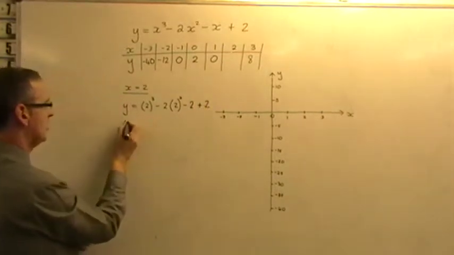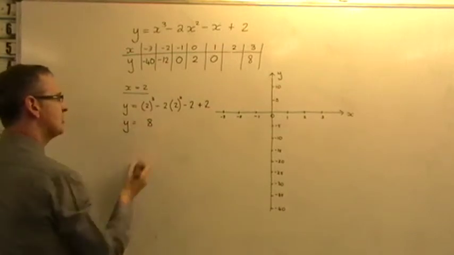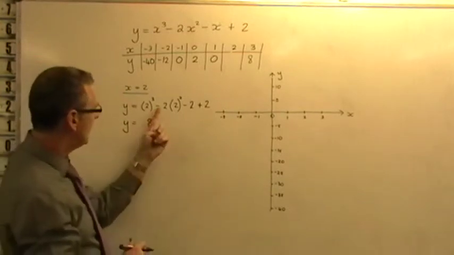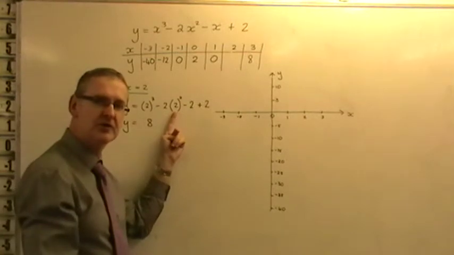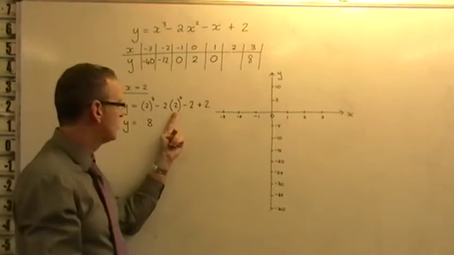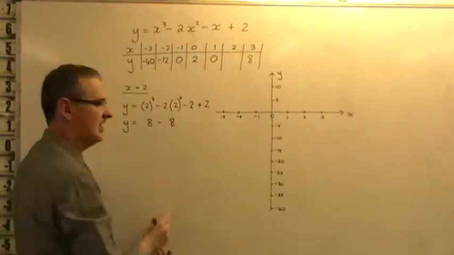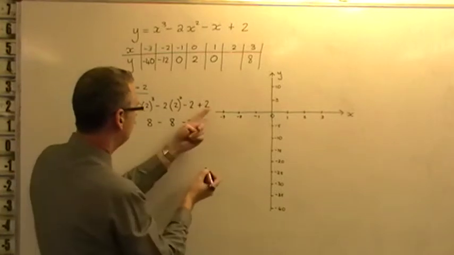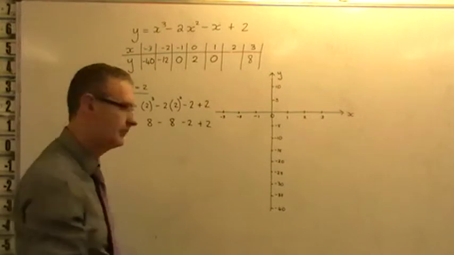Okay, so next line. y is equal to 2 cubed. 2 times 2 times 2 is 8. Next, we've got minus 2 lots of 2 squared. So you work out the 2 squared first. 2 squared is 4. And so we've got minus 2 4s, which is 8. And then you've got minus 2, and you've got plus 2. So there's the calculation that needs to be worked out.